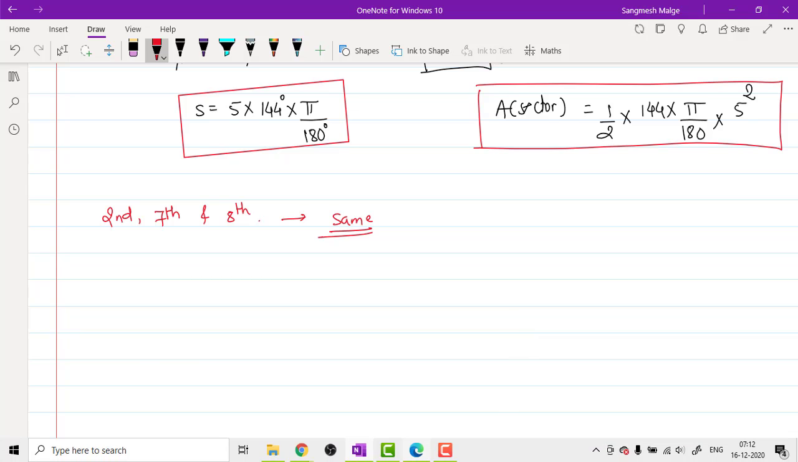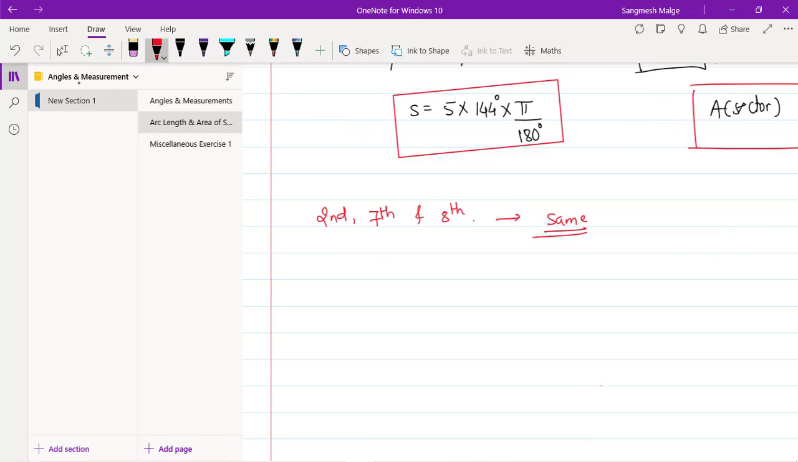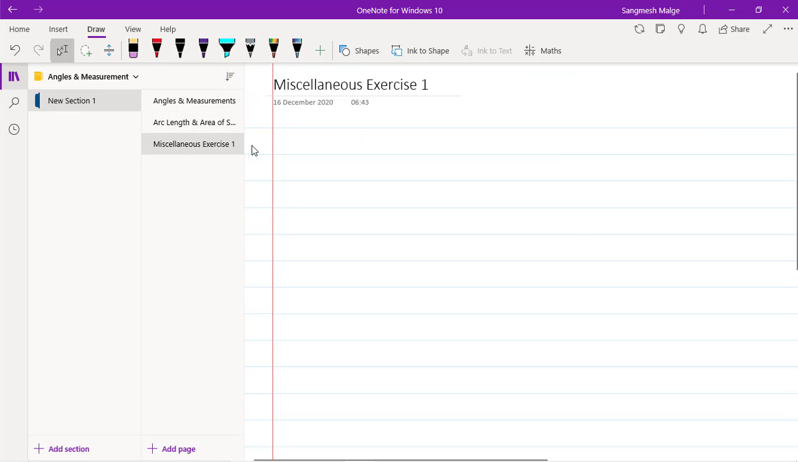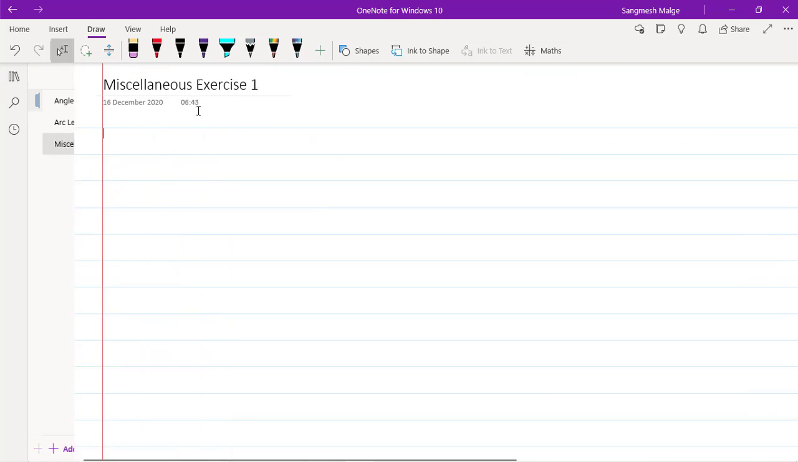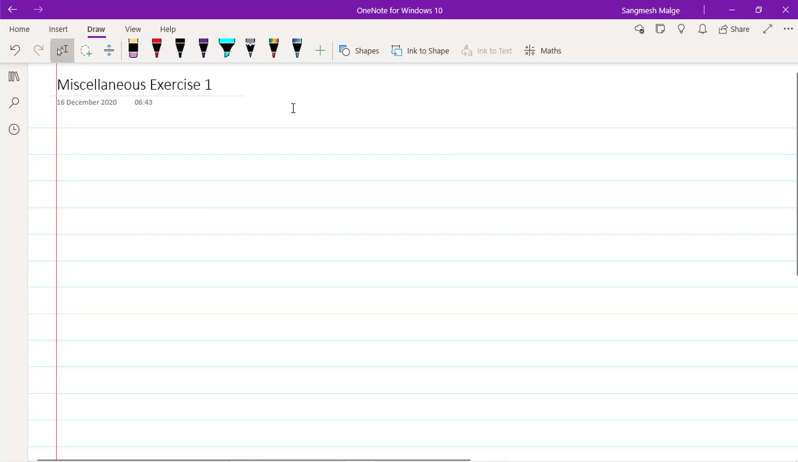Yes sir. Great. Okay, now let's directly start today's session, and in today's session we are going to solve the miscellaneous exercise 1. After having all the basics of this topic, angles and measurement, let's proceed to solve the miscellaneous exercise. So in this exercise we have of course two parts. The first part belongs to the MCQ and the second part belongs to the descriptive answers. So let's see one by one.